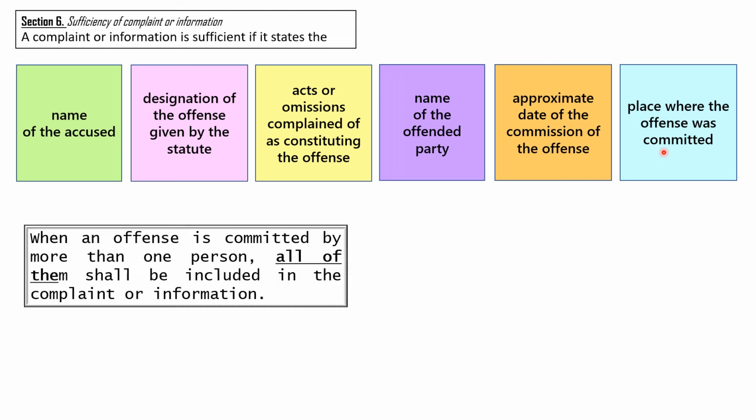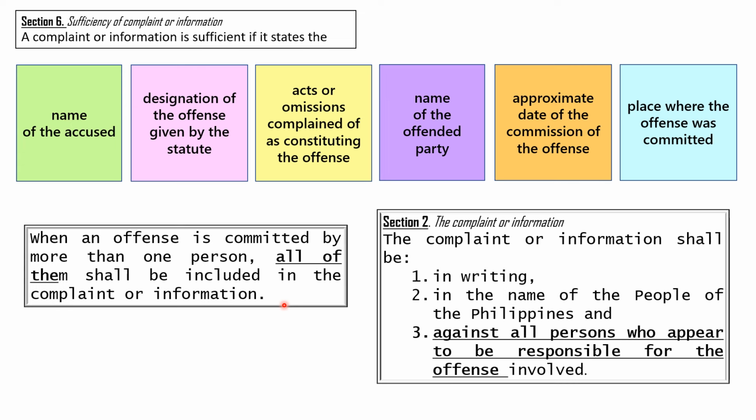Second paragraph of your section 6 is when an offense is committed by more than one person, then you have to name them. All of them should be included in the complaint or information. Again, this is just a reiteration of your section 2 of Rule 110. Ito yung pinag-uusapan natin na general requirements. The complaint or information should be in writing, and your plaintiff is the people of the Philippines, and as far as accused is concerned, they should be named, or all persons who appear to be responsible for the offense should be included in the complaint or information.